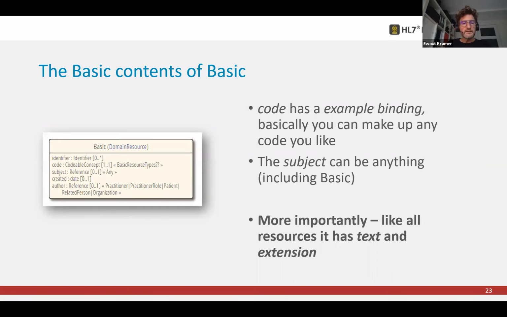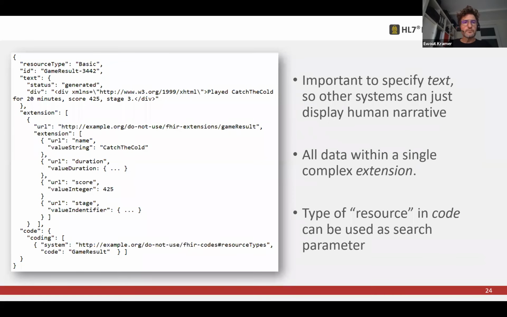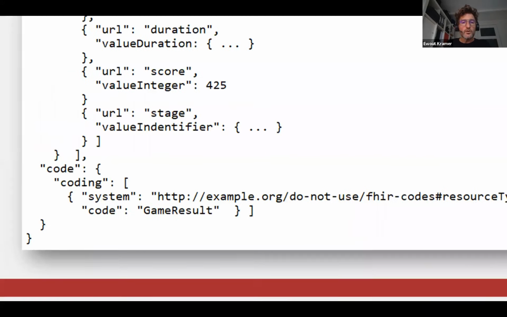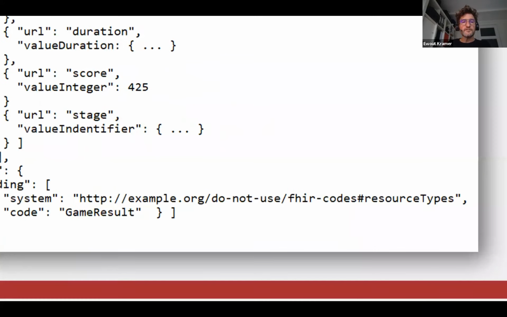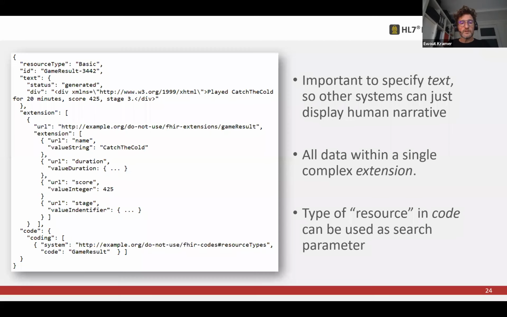But importantly, this is actually meant to be extended upon. So here is a Basic resource where I wanted to communicate a game result, so a score for a serious game, for example. As you can see, this resource just has an extension, and below that is interesting though. Here is the code that says, this is a game result. So this identifies within the whole stream of Basic resources what kind of resource this is. And the whole extension here contains the data that I would otherwise normally have in a resource.